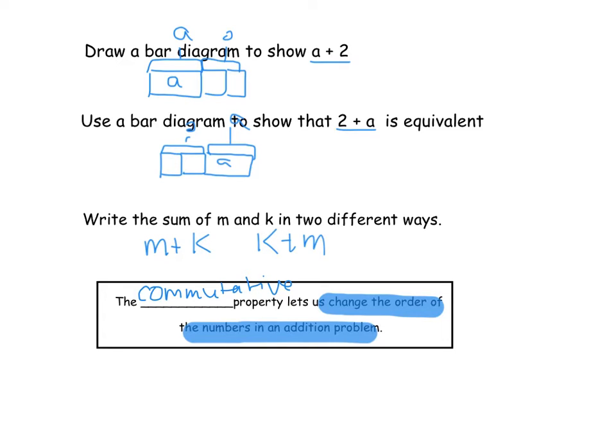This is how I think of it. If you commute for your job, that means you go to a different location. So here, the location of m was first, and then we used the commutative property, and so it changed locations. It went to the second. So the commutative property allows us to change the order of the numbers in an addition problem. And we're going to be using that to simplify expressions in the upcoming days.